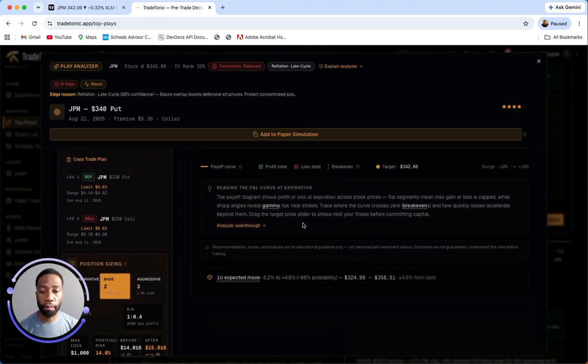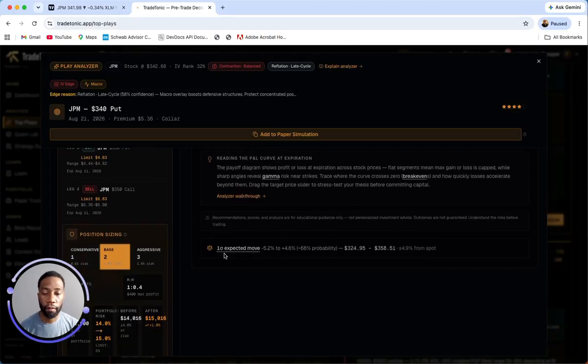So if we're reading the P&L curve at expiration, the payoff diagram shows profit or loss at expiration across the stock prices. All right, so flat segments mean max gain, and also reveal gamma risk near strikes. Let's move down here. One standard deviation expected move is a negative 5.25% to a positive 4.6%, which gets us within that 68% probability band. And so the actual range of the stock prices would be between around 325 to 356 on the high end.